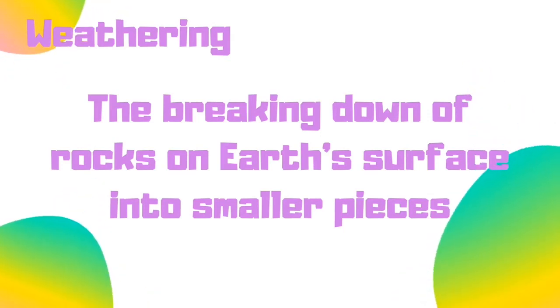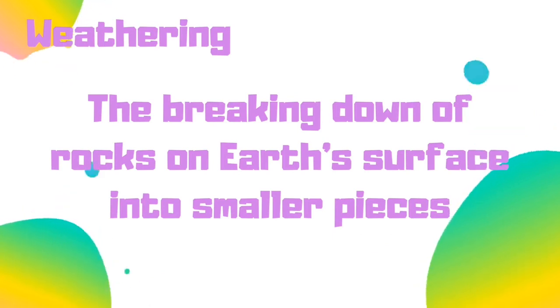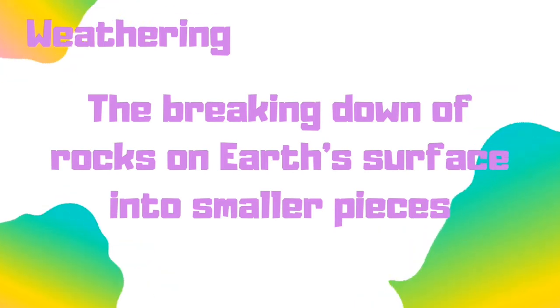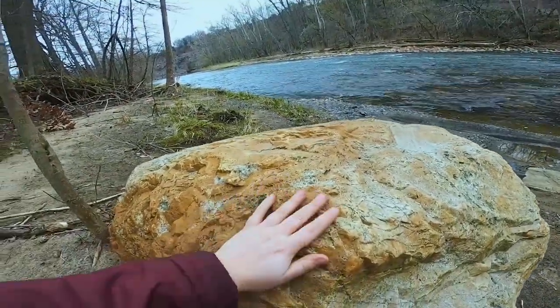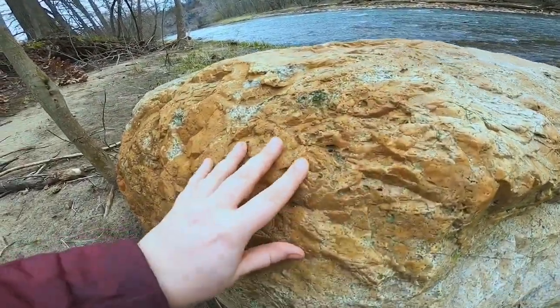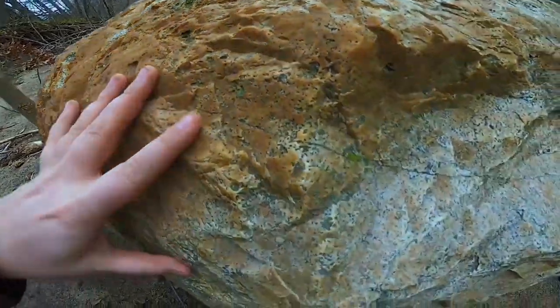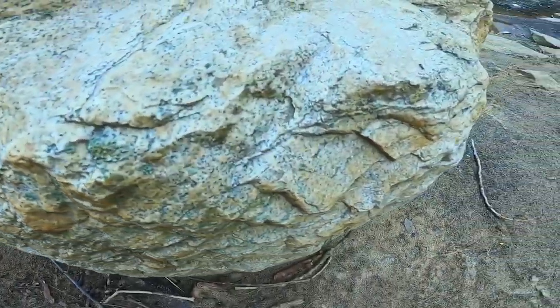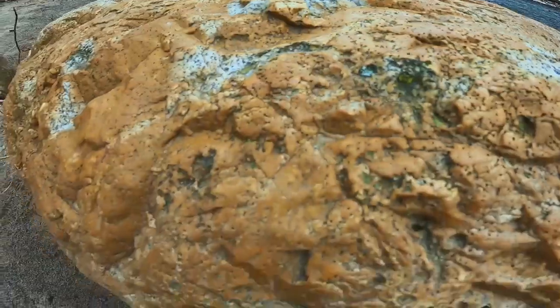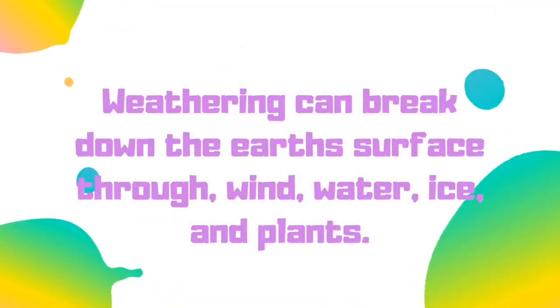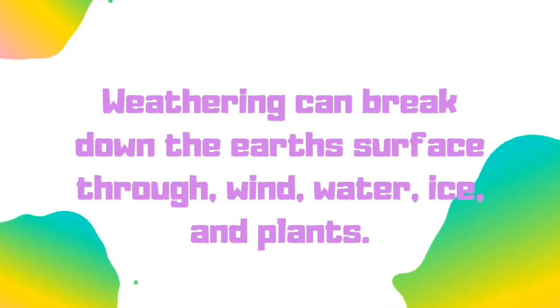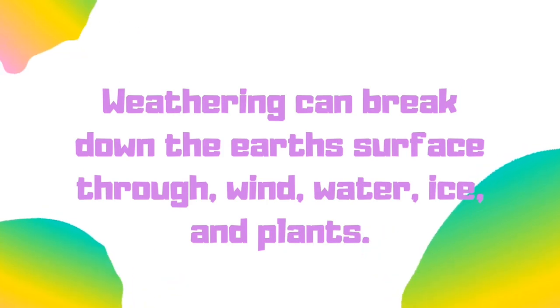Weathering is the breaking down of rocks on Earth's surface into smaller and smaller pieces. And this is easy to see. Here you can see this gigantic rock, and all across it there's pits and scrapes, big cracks. It has a very rough exterior, and this has happened at least in part from weathering. Weathering can break down the Earth's surface through wind, water, ice, or plants.